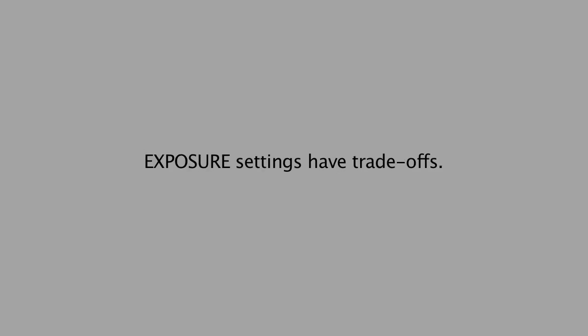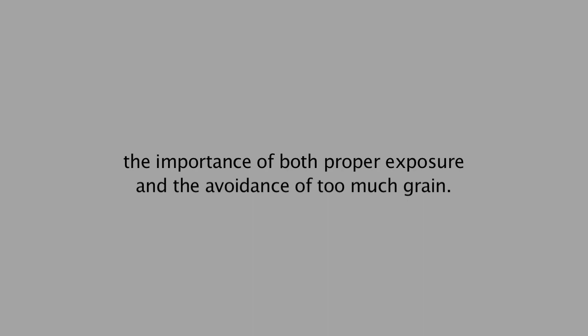For instance, exposure settings have trade-offs. As one example of this, when you dial up an exposure control you likely know about called ISO, in order to make an underexposed image look correctly exposed, you increase the level of grain. I mention that example because of the importance of both proper exposure and the avoidance of too much grain. When you try to apply any exposure setting to your advantage, be it ISO, shutter speed, or aperture, it's good to understand any one or more potentially unwanted trade-offs for that.